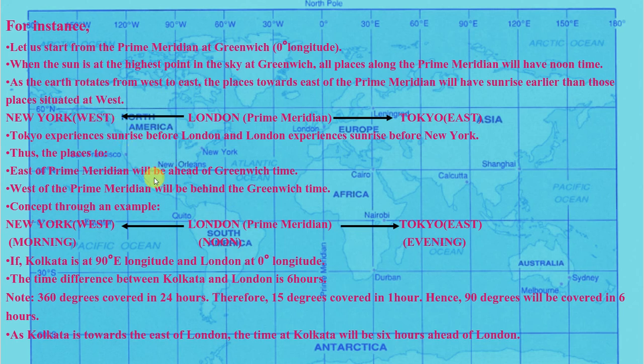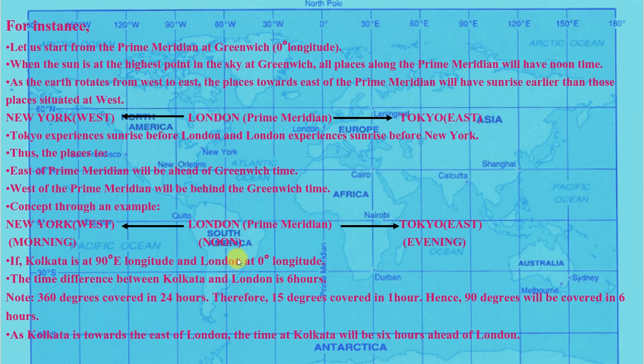So let us consider that when the sun is at the highest point in the sky in London, London is having the noon time. Let us find out what time it is in Tokyo and what the timing is in New York. What phase of the day are these two countries experiencing? We have already discussed that the places towards the east will have the sunrise earlier, and the places towards the west will experience it later.